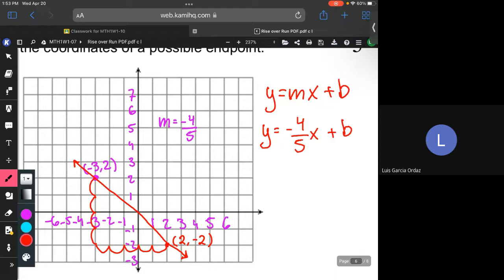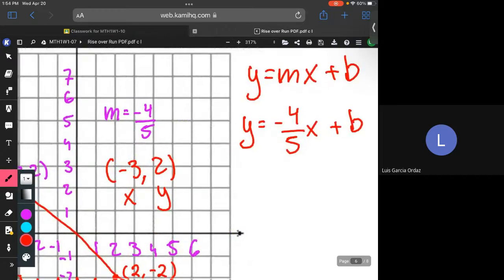Does my coordinate contain an x and y value? Yes. So my point -3 and 2 contains x and y. So -3 is x and 2 is y. So how can we use those numbers to help us figure out what b is? You take the y. Mm-hmm. Yep. And then you plug in -3 for x.